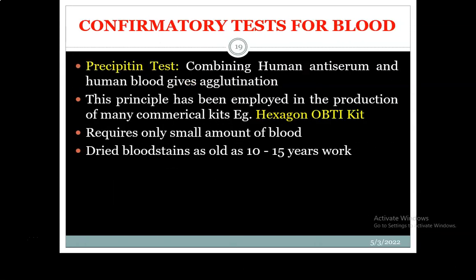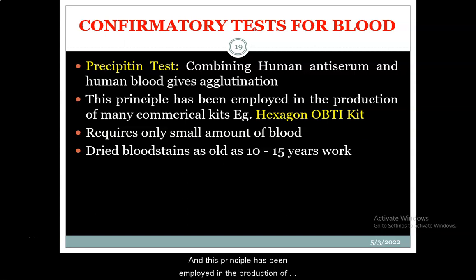So we come to the end of presumptive test. We are moving on to confirmatory test. After presumptive test, you move on to confirm your body fluid. So let's look at confirmatory test for blood. Precipitin test. How is it done? Combining human antiserum and human blood gives agglutination or precipitation.